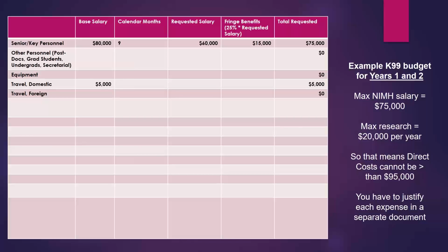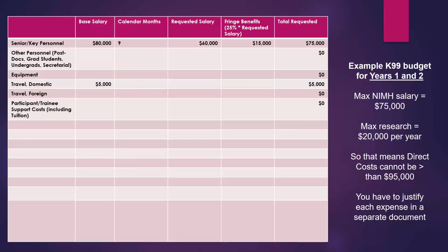Let's say that I plan 5K domestic travel. So I'm going to go to Society of Biological Psychiatry conference and maybe a couple other regional conferences, but I'm not going out of the country. Participant trainee support costs, including tuition. Let's say all of the classes that I'm taking are covered with LIBOR's affiliation with TU. So I do not need to pay any tuition for classes.